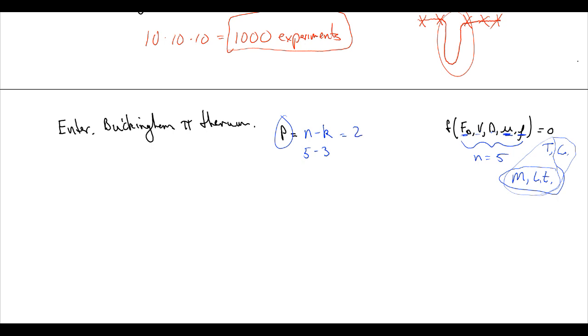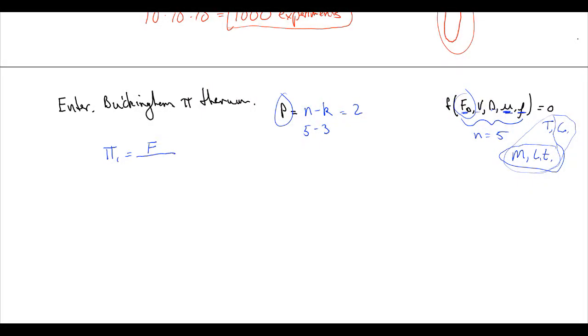And now I'm going to give away the climax of this story. I'm going to tell you what those pi groups are. Pi 1 is going to be equal to our force, because remember that's one of our physical variables, divided by all the rest of the variables that are included in here, which have to cancel out the units on our force. And so we're going to have density times velocity squared times diameter squared.